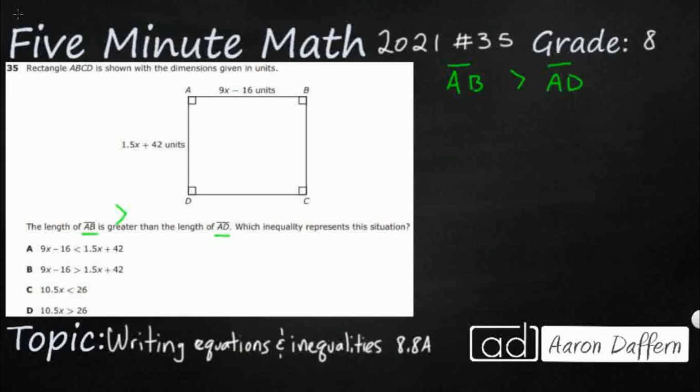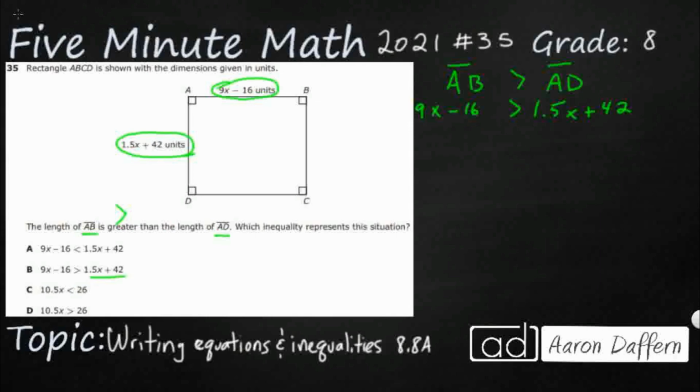And so what do we know about AB? Well, AB is right here. They give it to us. 9x minus 16 is greater than AD. It's right here. 1.5x plus 42. All right, so I've substituted the expressions for both side AB and side AD.